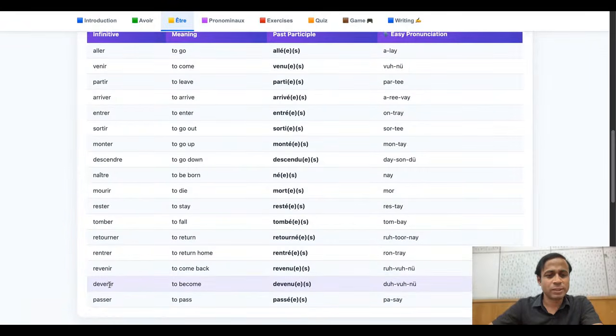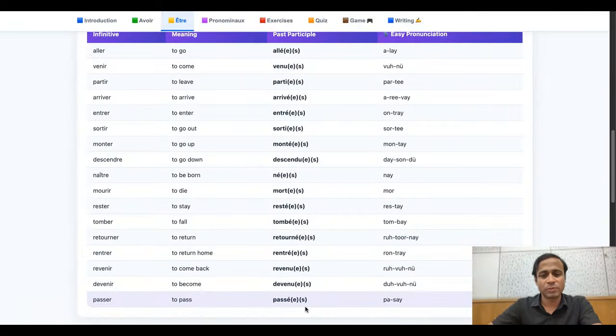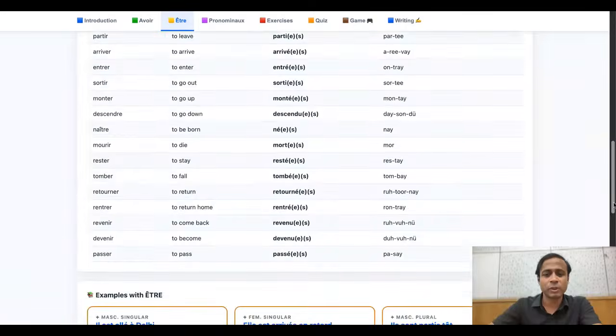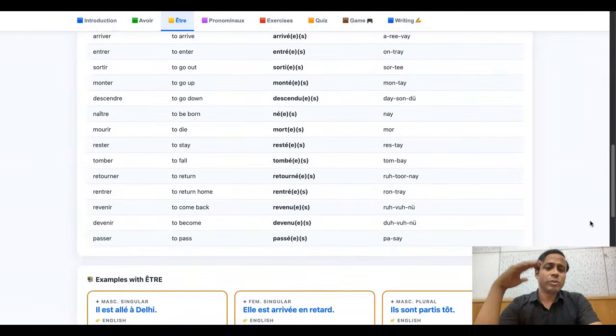Okay, now, tomber, retourner, rentrer, revenir, devenir, devenu, passé is passé. Okay, so these 17 verbs will be used with être. These verbs are called verbs of movement.